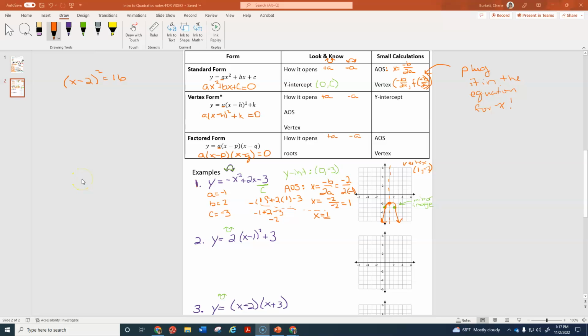So the vertex form, guess what it tells us? It tells us the vertex. I always start with the axis of symmetry because it's just as easy. It's just one number. But it should be super simple, easy look and know.